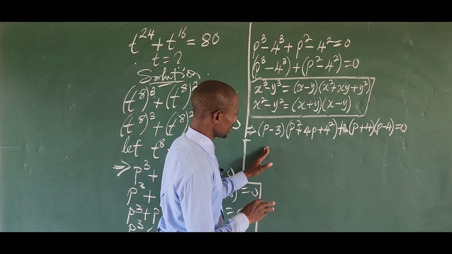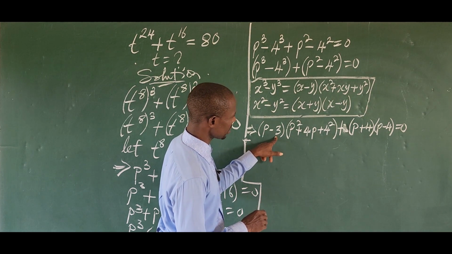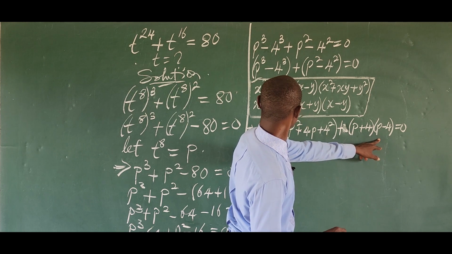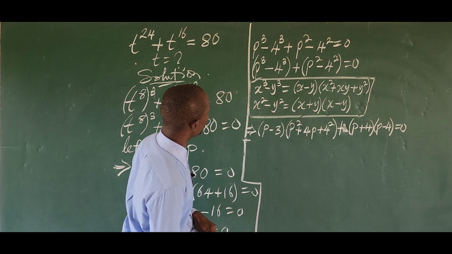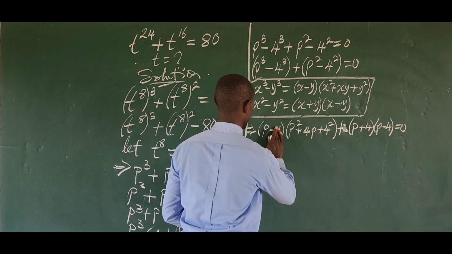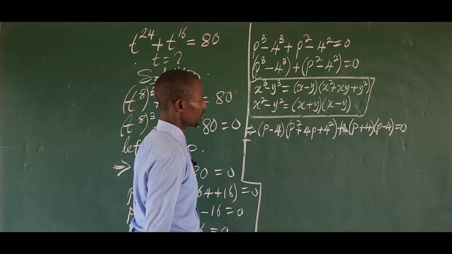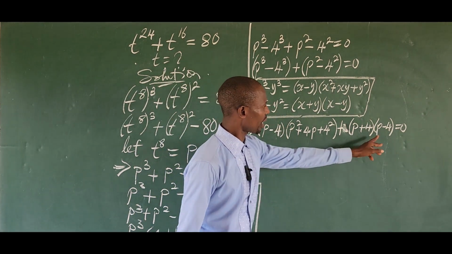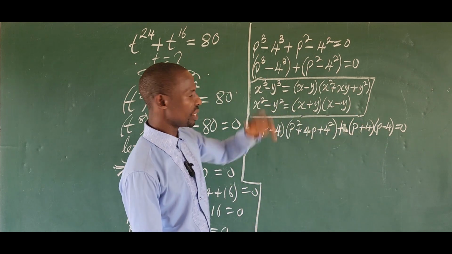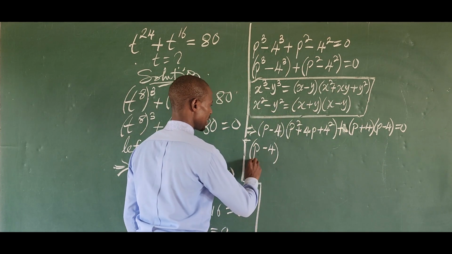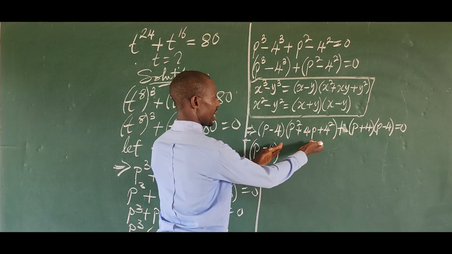So now let's look at this. We are having p minus 3 here, we are having p minus 4 here. Is it 3 we have there? Where did I get this 3 from? Sorry, this is 4. So we have p minus 4 here and p minus 4 here, so we can factor p minus 4 out. So this is going to give us (p minus 4). If we use this to divide this, we are left with this.